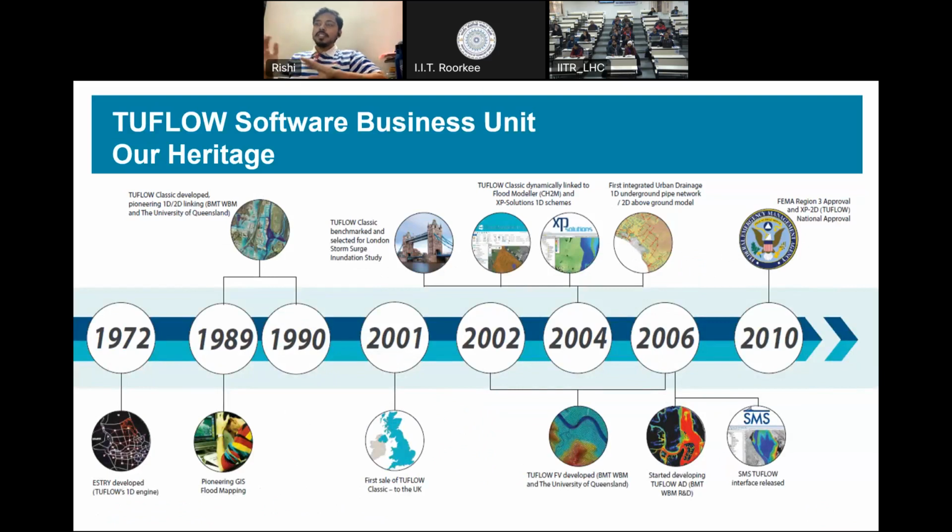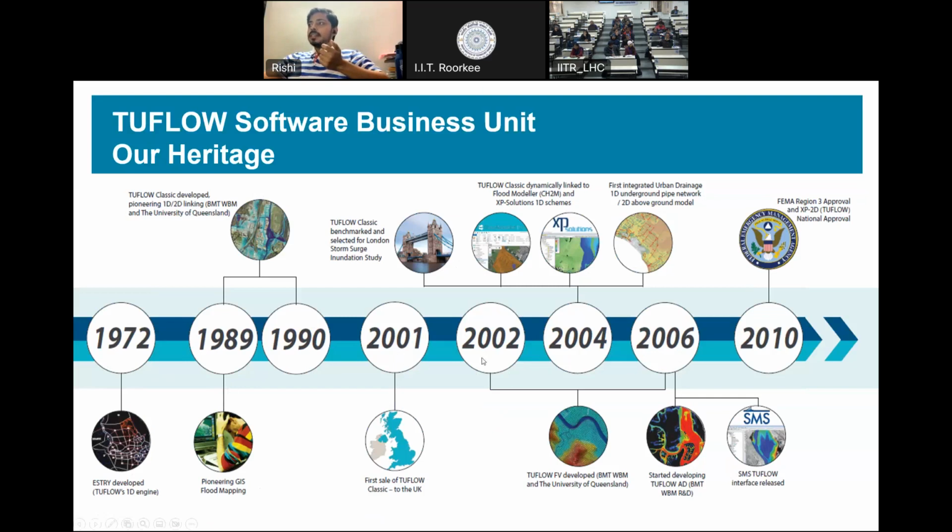This is the heritage of the software. I won't go into detail on this because we have short time. But in essence, it started back in 1972 when TUFLOW developed the S-tree. S-tree stands for the 1D component of the software. Initially S-tree was named that because it was used for modeling estuarine environments, the coastal estuarine environments. So to model those things, S-tree was developed as the 1D component, but later the name has stuck, and we still have the name S-tree for the 1D part of the software.